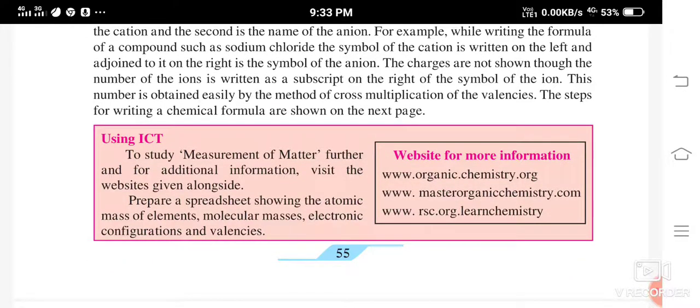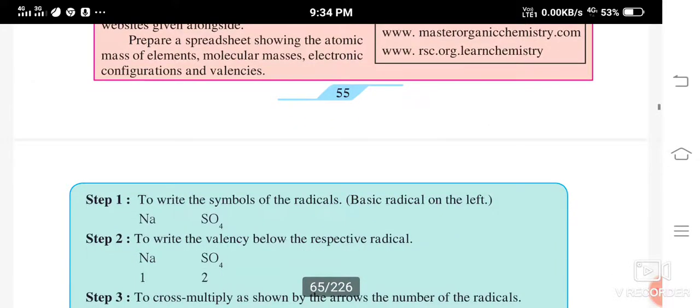Using ICT to study measurement of matter further, and for additional information, visit the websites given alongside. So you can visit some of the websites given to you for your better understanding: www.organic.chemistry.org, www.masterorganicchemistry.com and www.rsc.org.learnchemistry. You can go through these websites for further information. Prepare a spreadsheet showing the atomic mass of elements, molecular masses, electronic configuration and valencies.